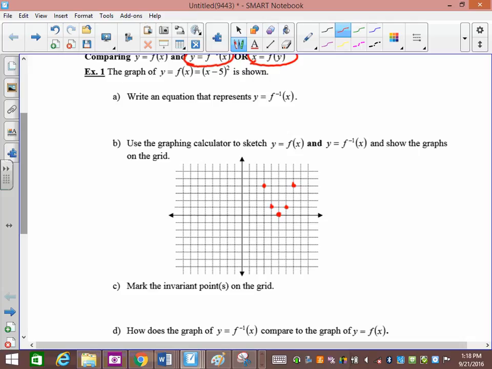My original quadratic is at 0, 0, 1, 1, negative 1, 1, 2, 4, negative 2, 4, correct? This graph is just a quadratic moved 5 to the right. So 0, 0 becomes 5, 0. It's going to be 4 and 1, 6 and 1. Literally shifting the quadratic 5 to the right, correct? So that's the graph of f of x. I'm going to label it.